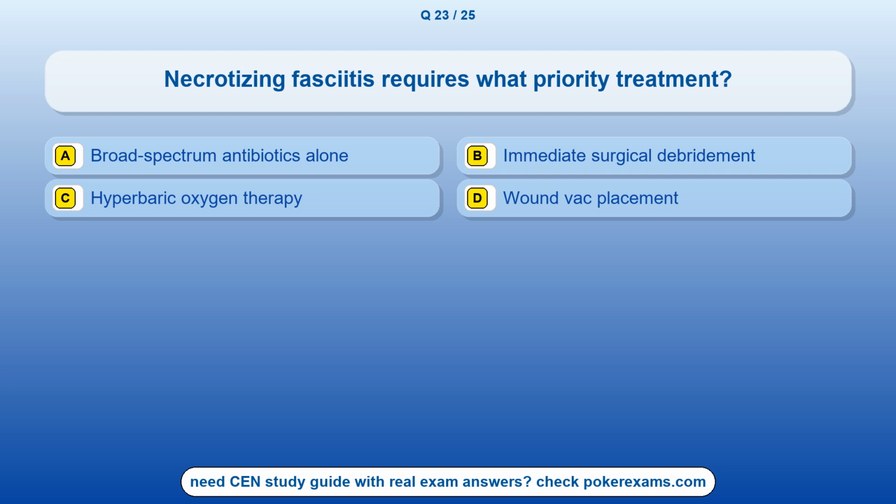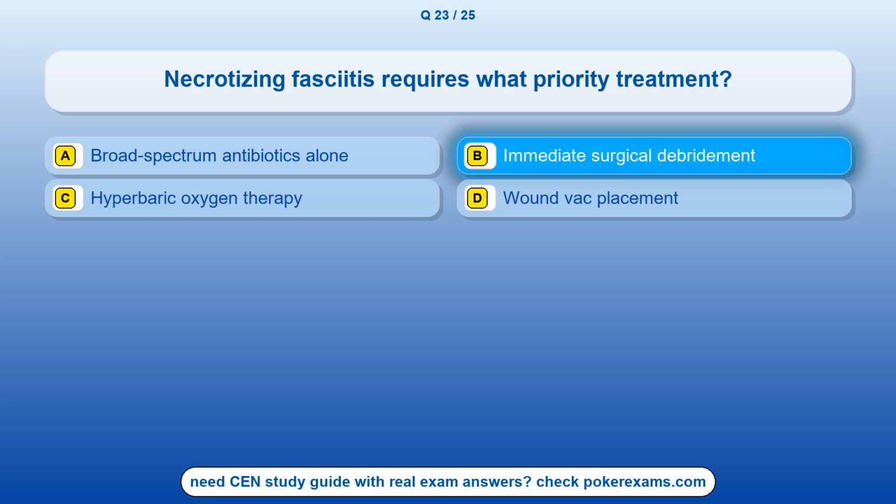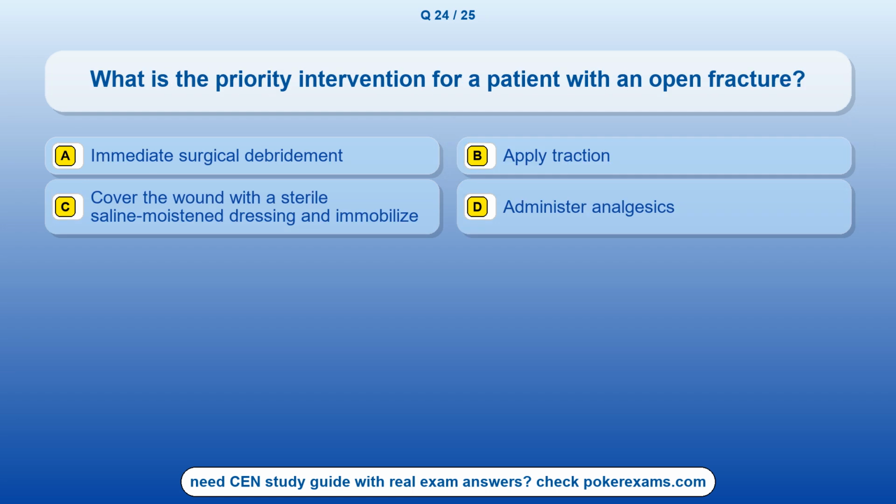Question 23. Necrotizing fasciitis requires what priority treatment? Option A. Broad-spectrum antibiotics alone. Option B. Immediate surgical debridement. Option C. Hyperbaric oxygen therapy. Option D. Wound vac placement. The correct answer is option B. Immediate surgical debridement.